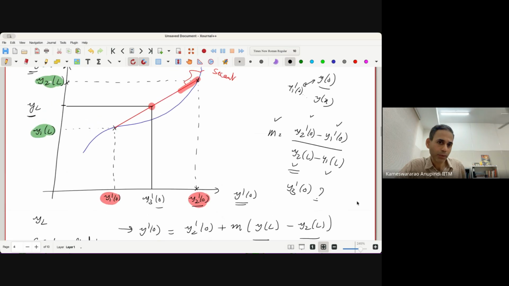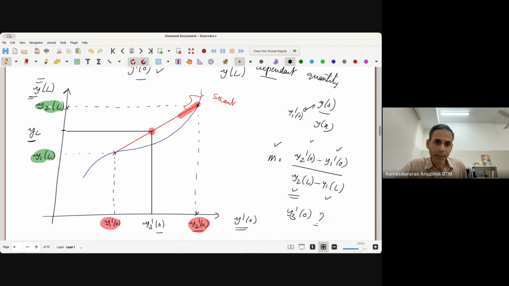That value is nothing but the intersection where it is going to intersect with this function, right? That is my y3L. So that is the value for my y3 of L. Okay. So we obtained this value. Then what are we going to do? We are essentially going to again draw a secant between this y2 and y3. Okay, I can use a different color.